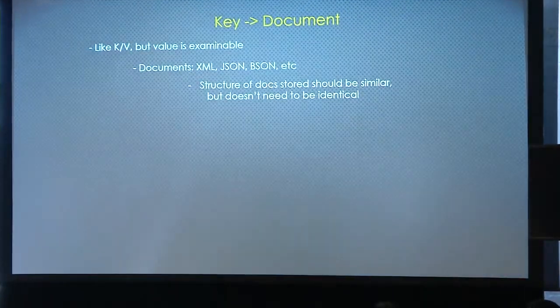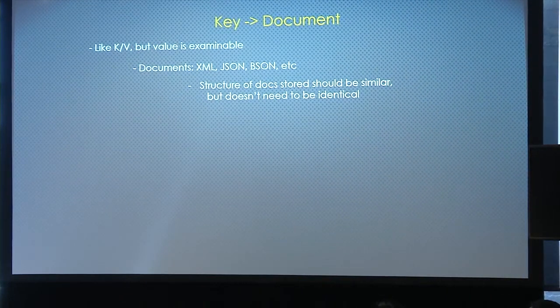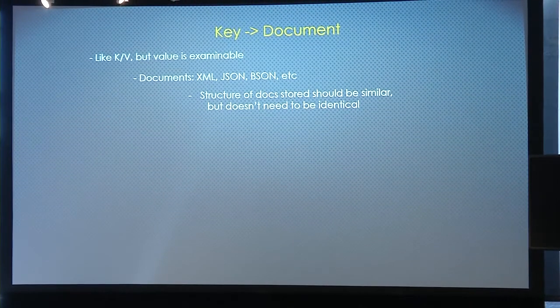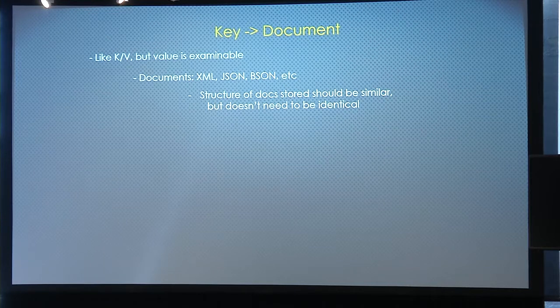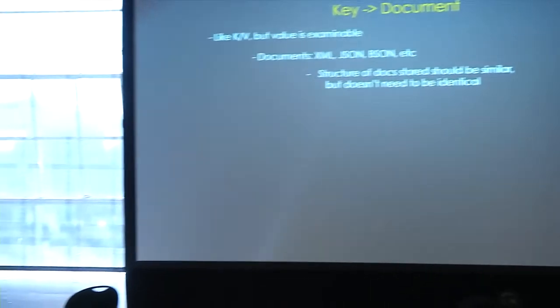Key document is the other category. MongoDB and Couchbase are probably the really popular ones here. This is kind of like a key value database, but the value is examinable. A very common misconception is that in key document databases, you're going to store documents like Word documents or PDFs. That is not the case.